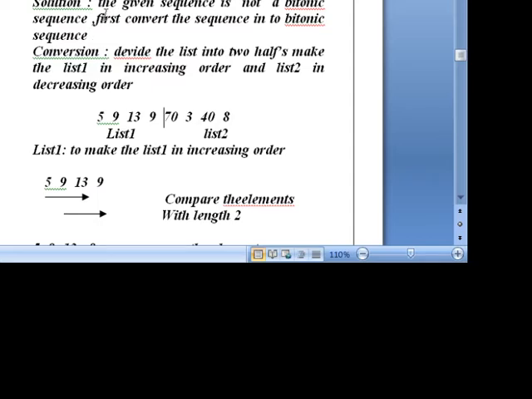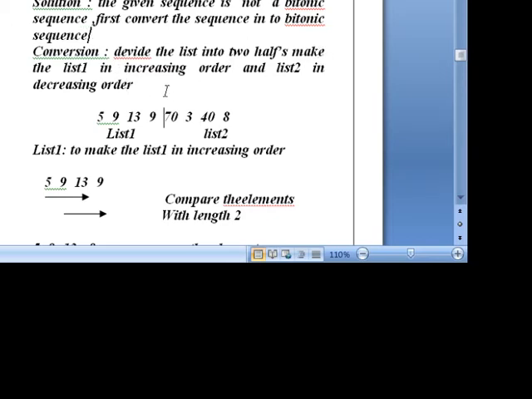So first you have to convert the given sequence into a Bitonic sequence. Solution: the given sequence is not a Bitonic sequence, so first convert the sequence into a Bitonic sequence. How to convert? Divide the list into two halves. Make list 1 in increasing order and list 2 in decreasing order.